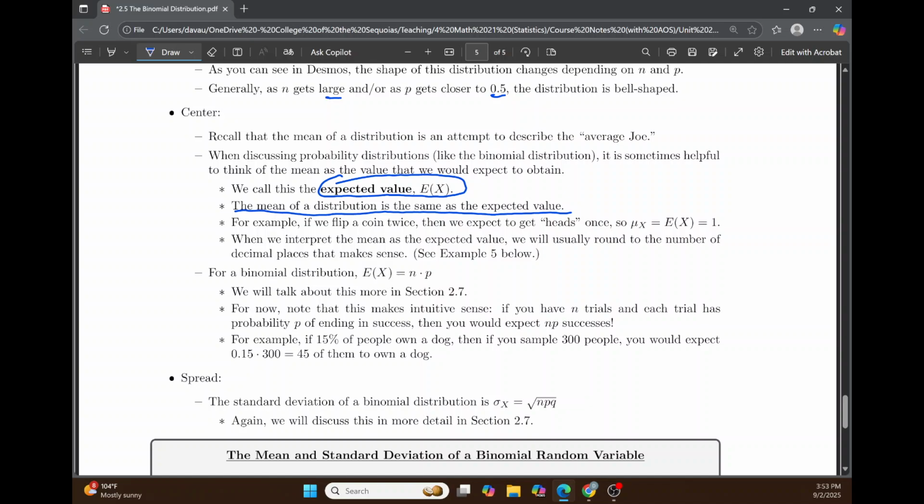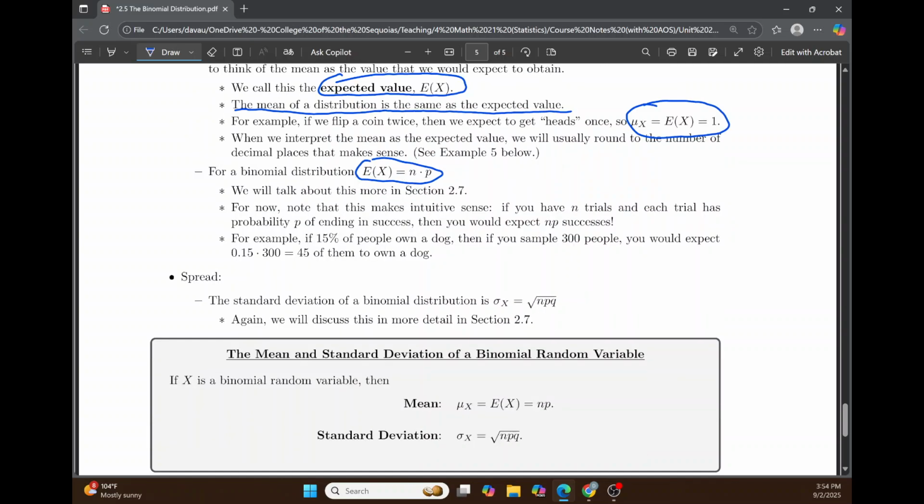So the mean is the same as the expected value, and it's just 1 in this case. When we interpret the mean as the expected value, we'll usually round to some number of decimal places that make sense, and I'll show you what I mean by that with an example below. In the case of the binomial distribution, the expected value, or in other words the mean, is just n times p. We'll talk about why in more detail in section 2.7, but for now, I think it intuitively makes sense that that's what the expected value would be.